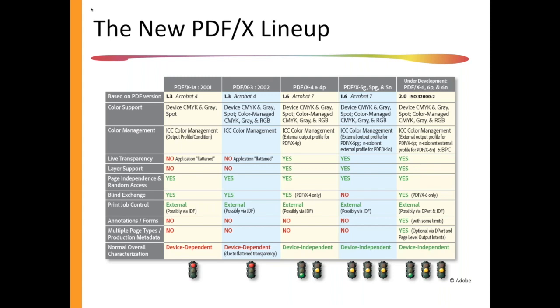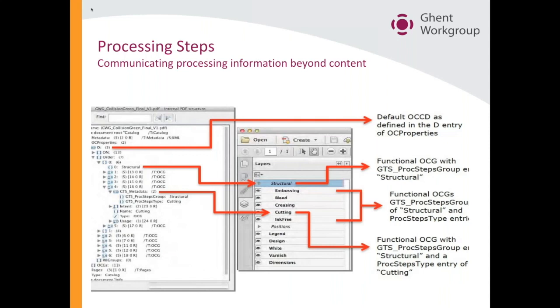You'll start to see PDF/X-6 compliant devices, I'm guessing probably sometime maybe toward the end of 2020, but you'll start hearing about them probably sooner than that, and maybe even hints and promises of it at Drupa next year. Things like processing steps, which are already being used, will become more reliably used and more regularly used.